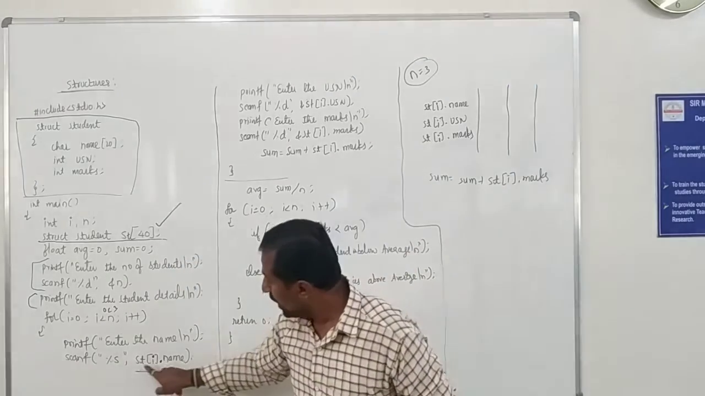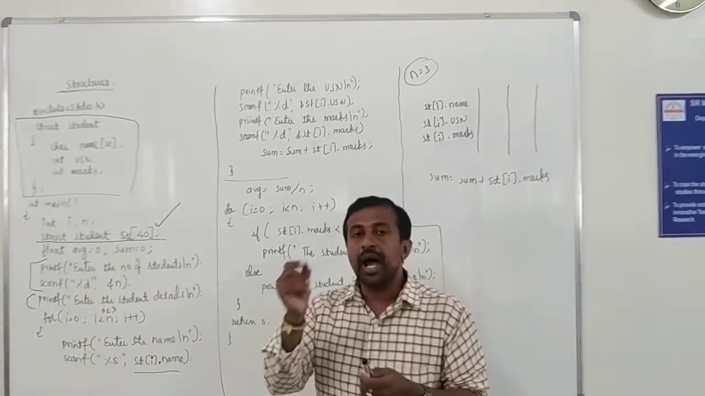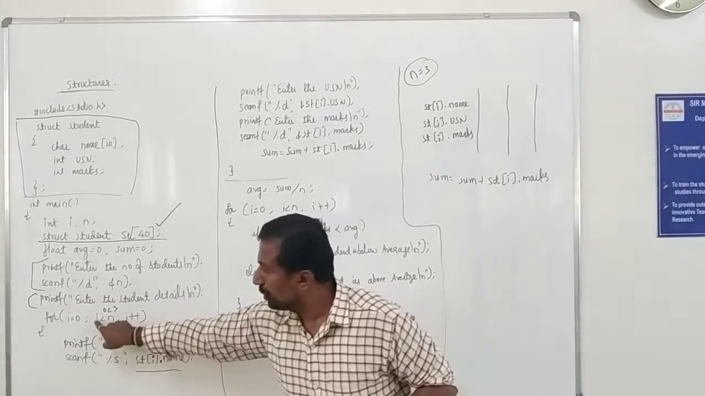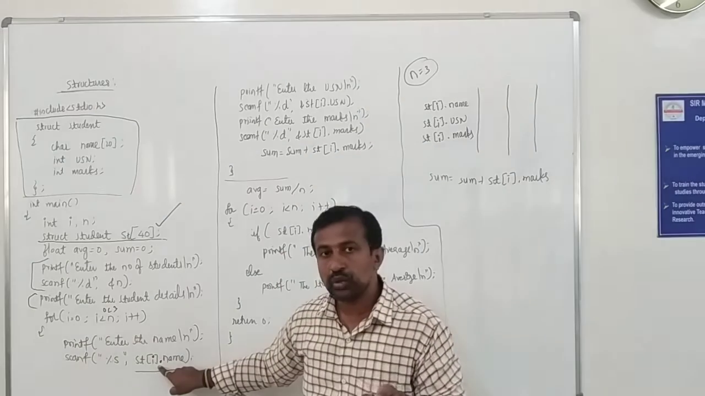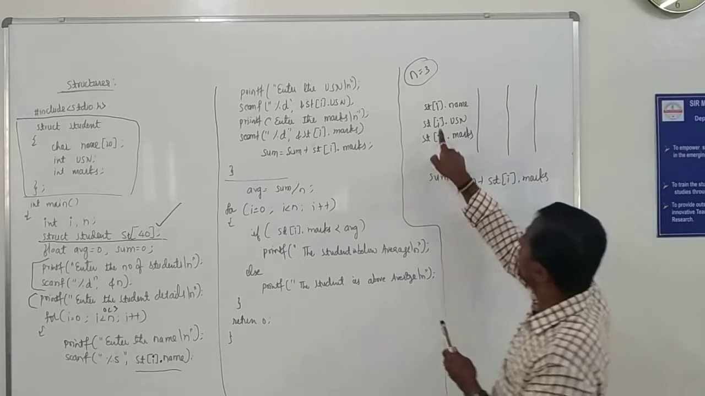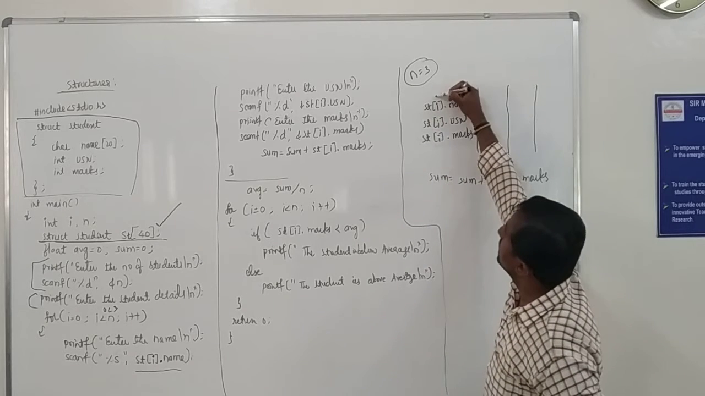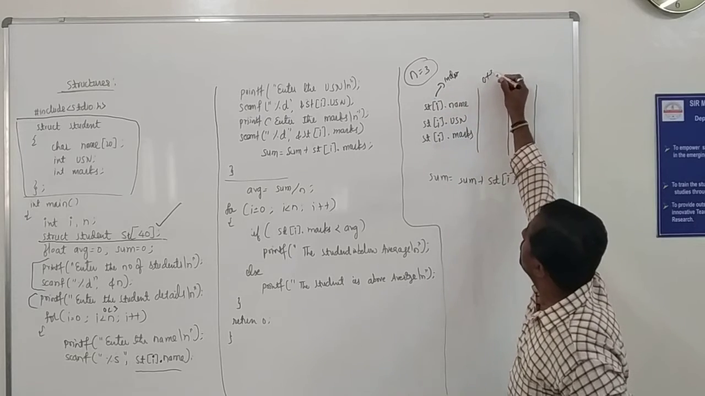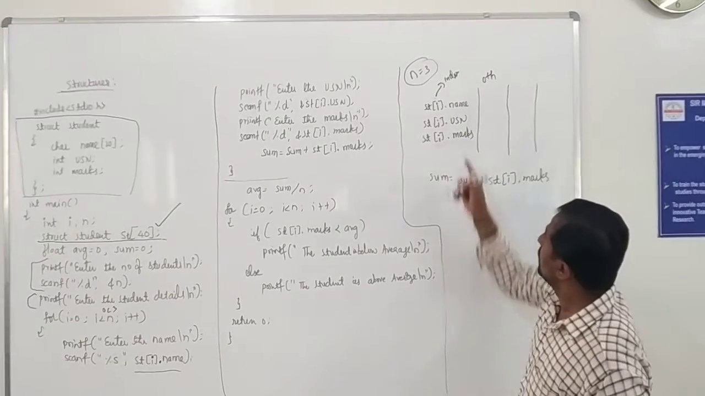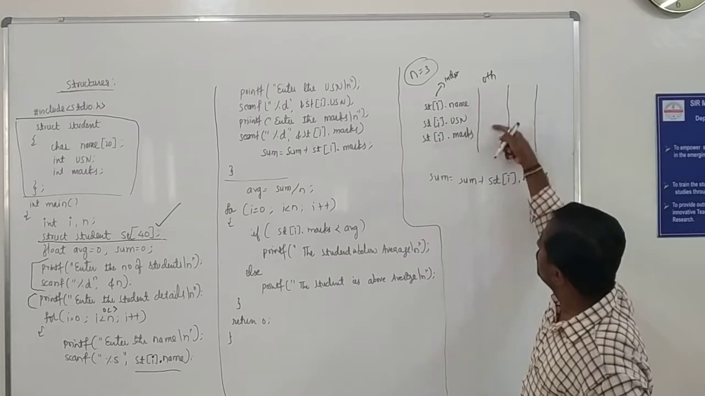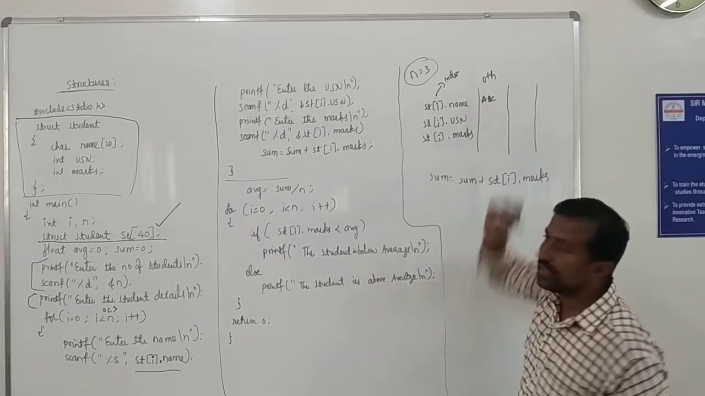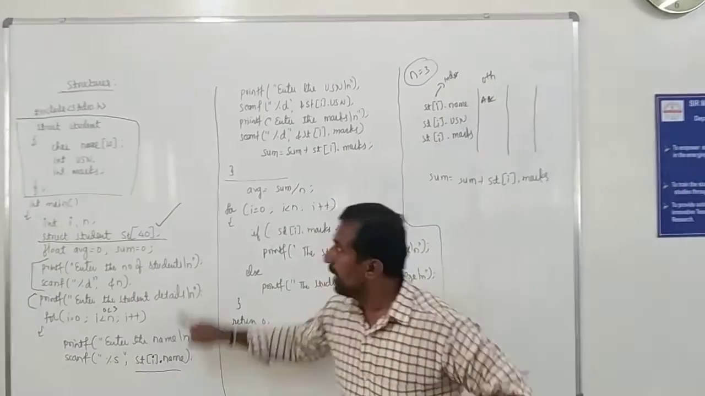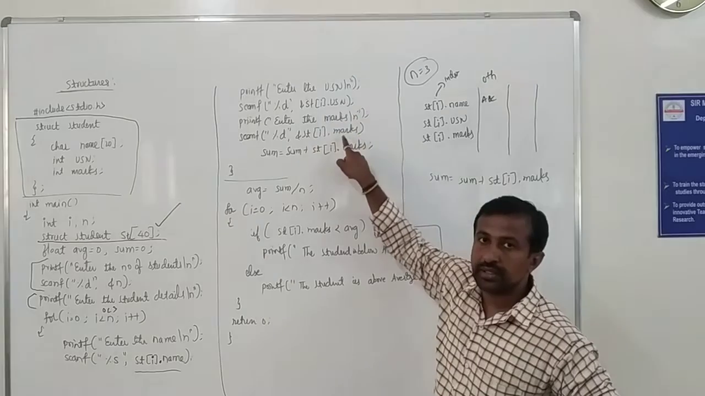So student of i dot name means I am entering the first student's details. What is this i value? 0. So student of 0 dot name. Initially I am taking the index i. When i is equal to 0, I am entering the 0th student's elements. So student of 0 dot name is the 0th student. Like ABC is the first name I am entering. Student name is ABC.